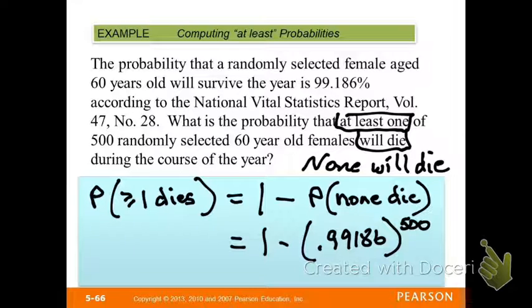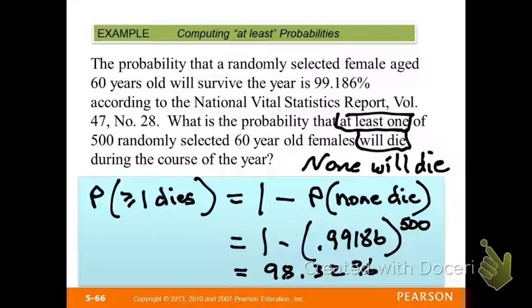So we use our trusty calculator: 1 minus 0.99186 to the 500th power, and we get 98.320%. So there's a 98.32% chance that at least one person out of 500 randomly selected 60-year-old females will die in the course of a year. So that's what we've got to look at there.